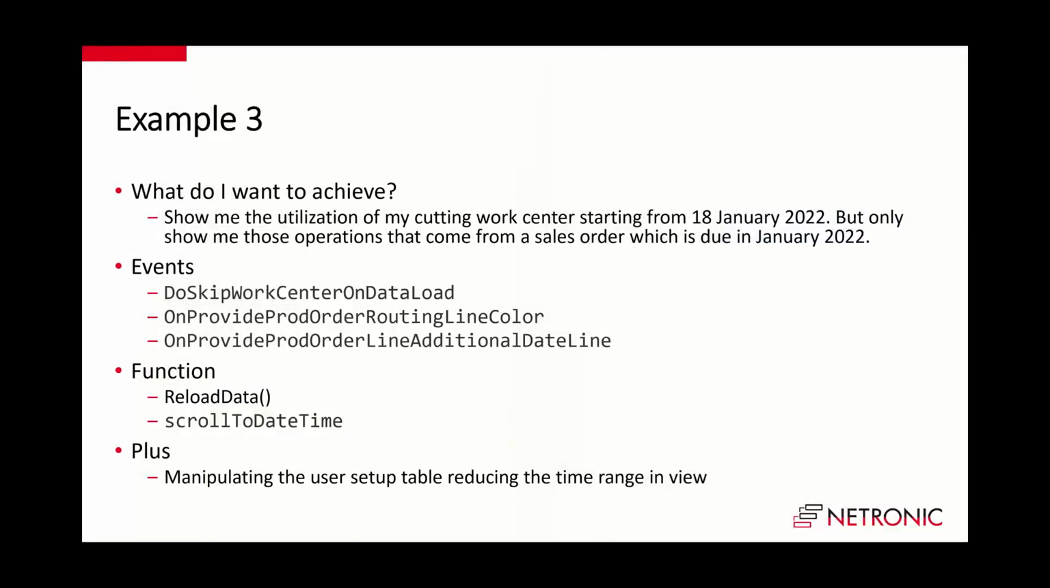I have another one that is more sophisticated. I could have the theoretical question: show me the utilization of my cutting work center starting from January next year, but only show me those operations that come from a sales order which is due in the same month. This is again quite a weird question, but you can actually build something that helps you answer this question by using these events, these functions, and also manipulating the user setup table and reducing the time range in the view.